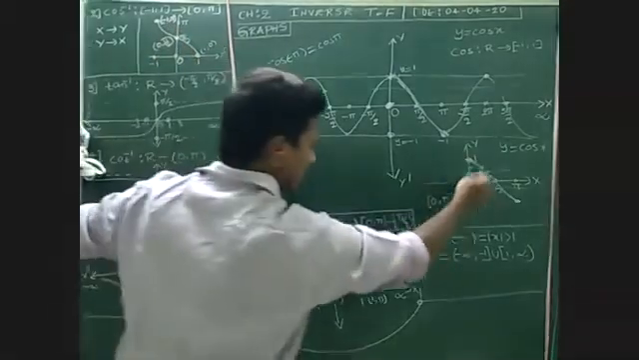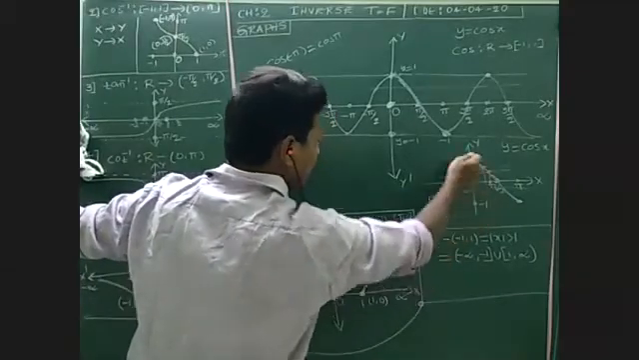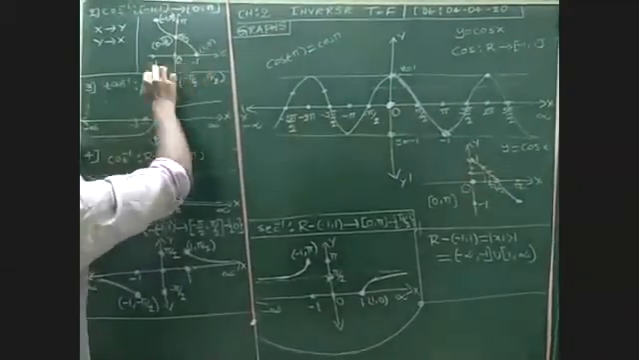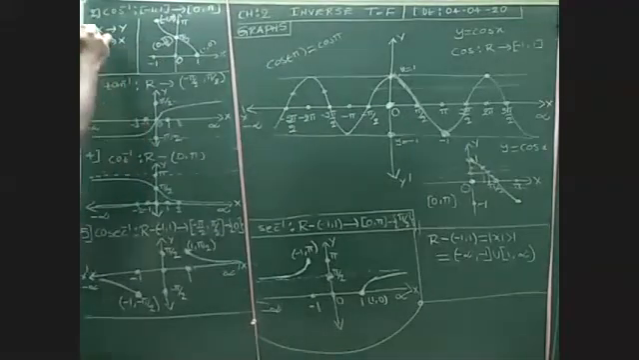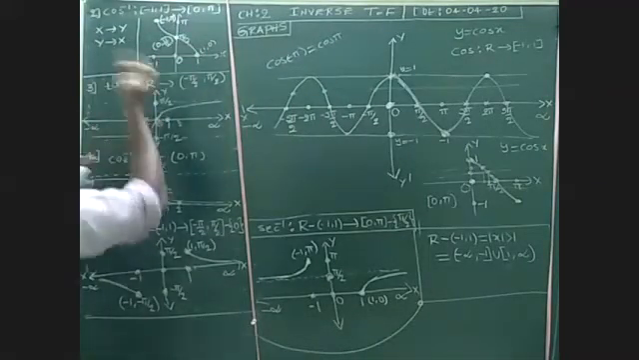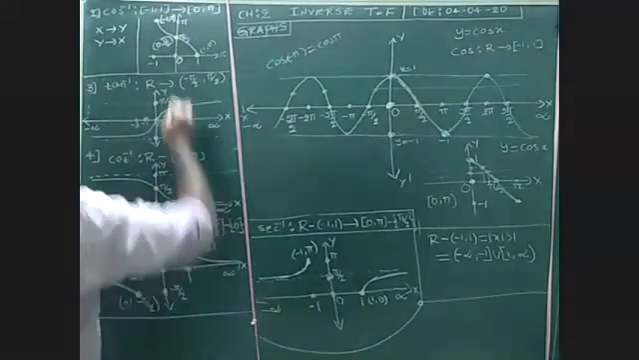So the y-axis values become the x-axis: -1 to 1, I am taking on the x-axis. Nothing but in the inverse function, the domain becomes the codomain and the codomain becomes the domain, like the time interchange.